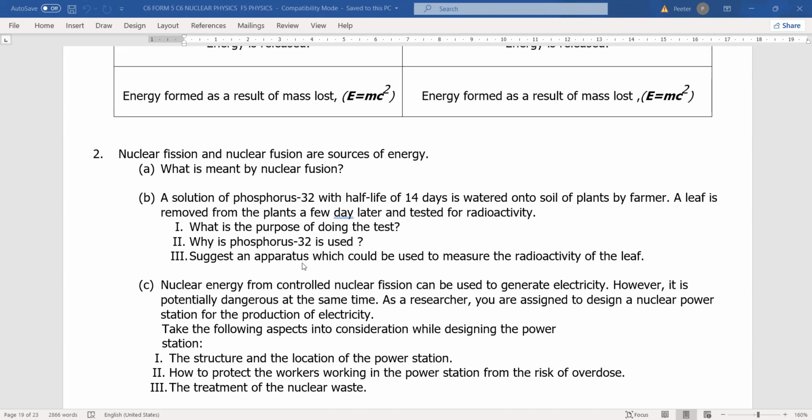Why is phosphorus-32 used? It will emit beta particles, all right, and can move through the body of the plant. Suggest an apparatus which could be used to measure it. Geiger-Müller tube. All right, next.